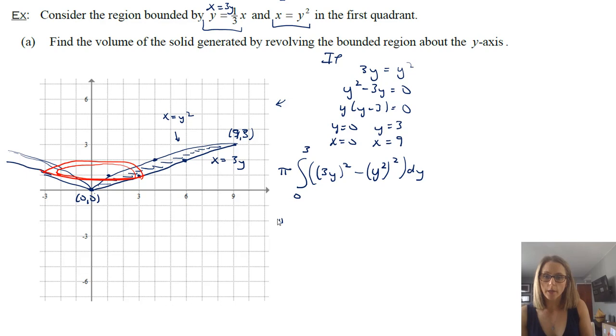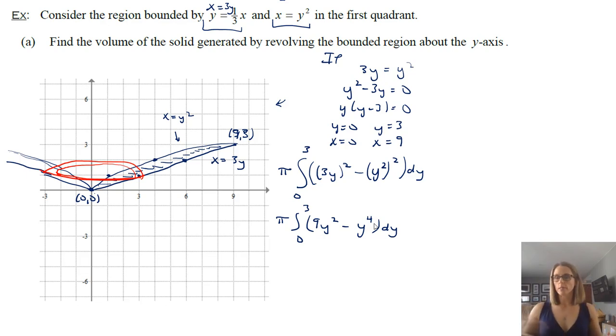So we could do another line here and just take a look at what it looks like, but we'll have 9y squared minus y to the 4th dy, and of course a fairly simple and straightforward integral to integrate. But that's all we have, and that'll give us the answer.